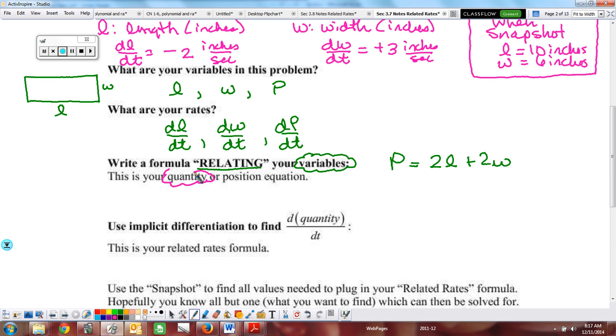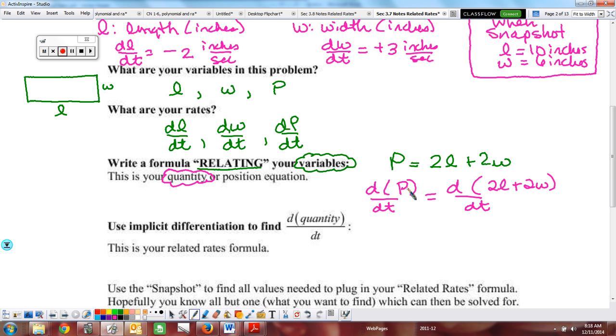Once you get your quantity equation relating all your quantities, then you're going to take the derivative of your quantity equation, and we're going to do that implicitly, the derivative of P with respect to t. We're going to take the derivative of 2L plus 2W with respect to t, and again, you have to show this step so we can see what we're taking the derivative with respect to.